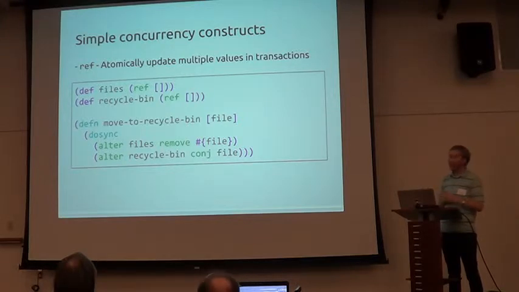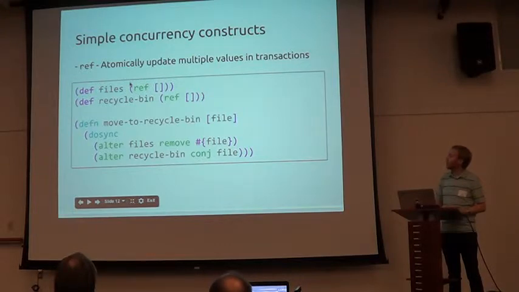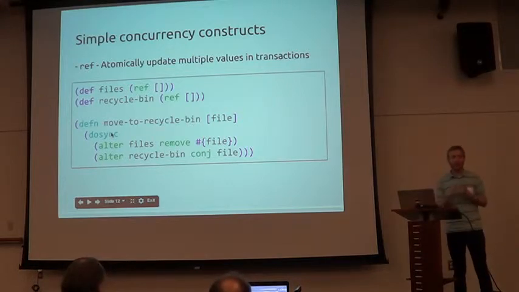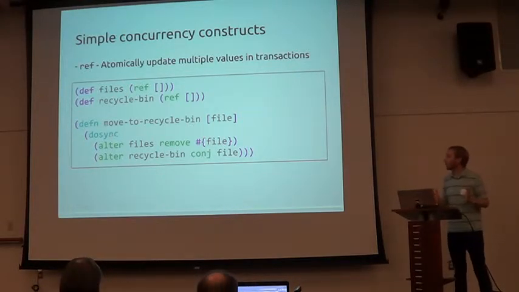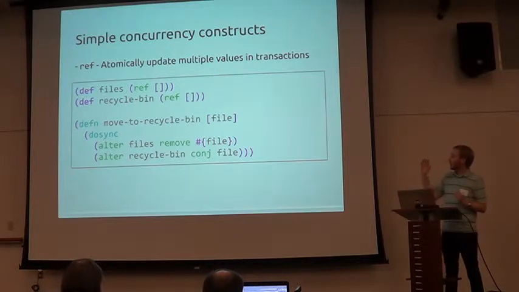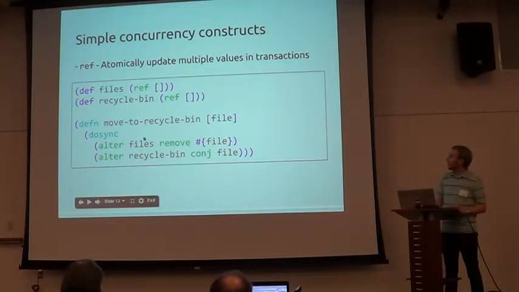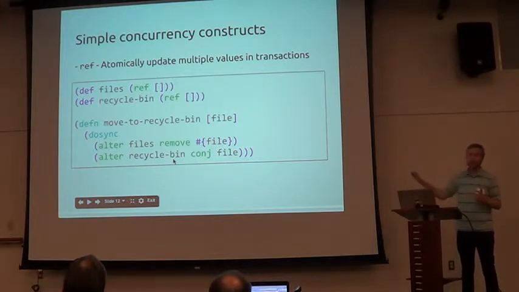So similar to the atom call on the previous slide, we define our files collection as a ref collection. Our recycle bin collection is a ref collection. And then we have this doSync function here. And this doSync function is basically sort of like a begin transaction call, right? We're saying in our doSync block, we remove the file from the files collection and add it. That conj, C-O-N-J, stands for conjoin. It's how you add to a collection. You conjoin the file with the recycle bin. And so all of a sudden this is transacted code, right?